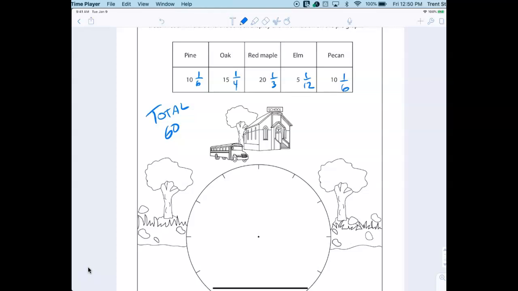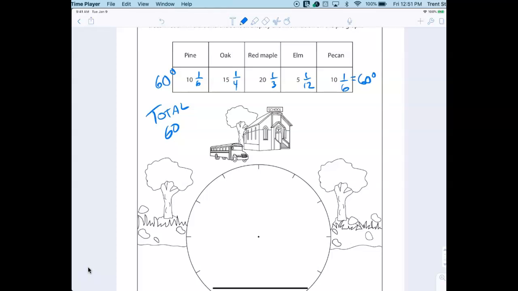Is everybody okay with that? There are 360 degrees in a circle, correct? Yes. So if we take 360 and divide it by 6, that tells me how many degrees? 60 degrees. So with the pine tree, I want 60 degrees. And what else is 60 degrees? The pecan. Yes, pecan is 60 degrees.